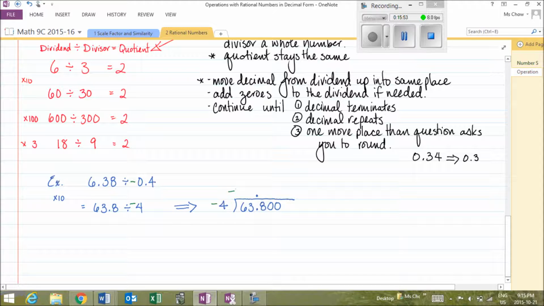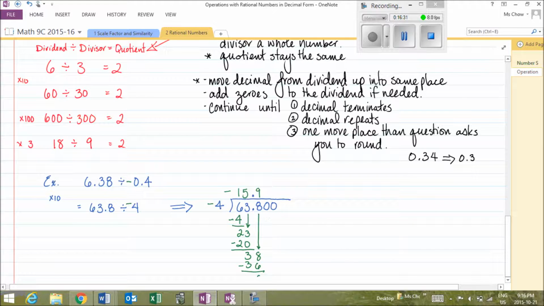So 4 goes into 6 once. 1 times 4 is 4. Don't even worry about the negatives at this point. It's just going to complicate things if you do. 6 minus 4 then is 2. Carry down the 3. I'll draw an arrow to show that. And then 4 into 23 goes 5 times. 5 times 4 is 20. And then we subtract again. Answer is 3. I'll bring down the 8. 4 into 38 goes 9 times. 9 times 4 is 36. And subtract. And that is 2.